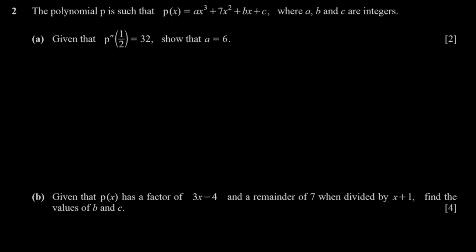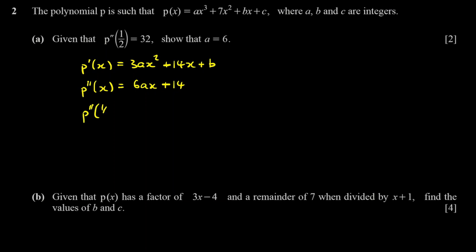So let's take our polynomial and differentiate it once. If we do that, we're going to get 3ax squared plus 14x plus b. We differentiate it again, so p double prime, we're going to get 6ax plus 14. And what we're saying is if we substitute in a half into that, we should get 32.